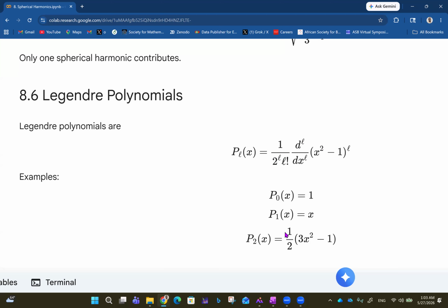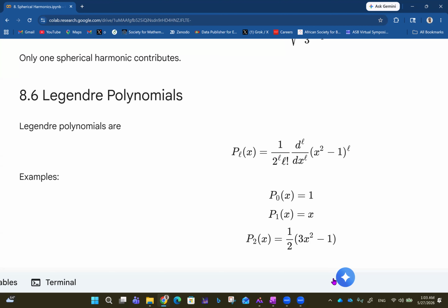And then on the other hand, when L is 2, you have 1 over 2 raised to the power 2, times 2 factorial. That's 1 over 4 times 2, which is 1 over 8. Then you differentiate. So this is now (x squared minus 1) to the power 2.